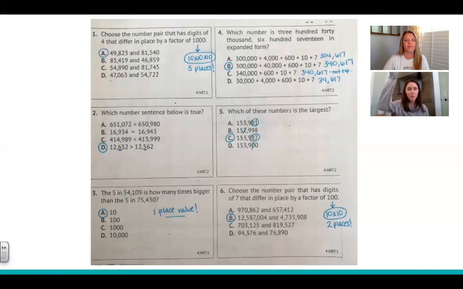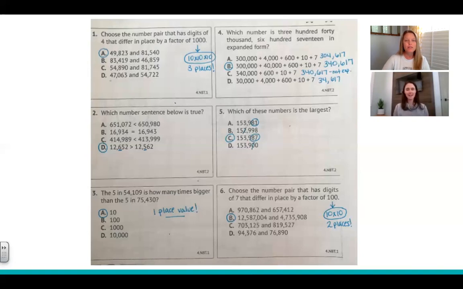So over where she wrote 10 times 10 times 10, that is how many jumps to go from the 4 sitting in 81,540 over to the 4 sitting in 49,823. So 3 jumps is 10 times 10 times 10. When you do that out, that is a factor of 1,000. So that's what it means. A is the only one that has the 3 jumps, therefore a factor of 1,000, like the question asked.